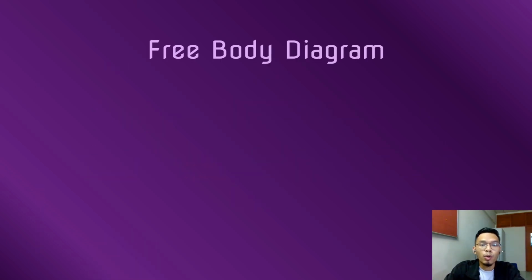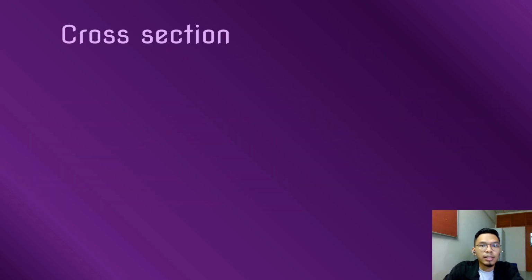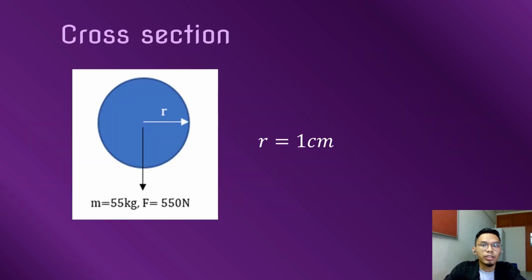First of all, we draw a free body diagram, and we have set specific points on the barbell. P and Q are the points at both ends of the bar, and R and S are the points of the subject's grip. All forces exerted are shown in the diagram. Next, this is the cross-sectional free body diagram at both ends of the bar, where the force direction is downward, and the radius of the bar is measured, which equals 1 centimeter.